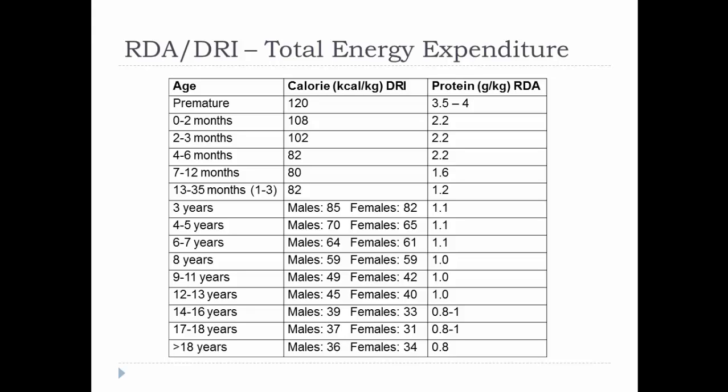As you can see, calorie needs per kilogram of body weight are much greater than the adult range of 25 to 35 calories per kilogram that we're used to. And this is because such a high amount of calories is needed to support growth, especially during the early years.